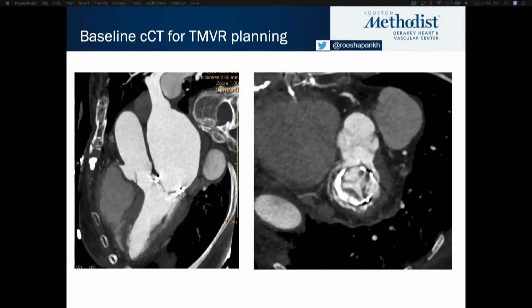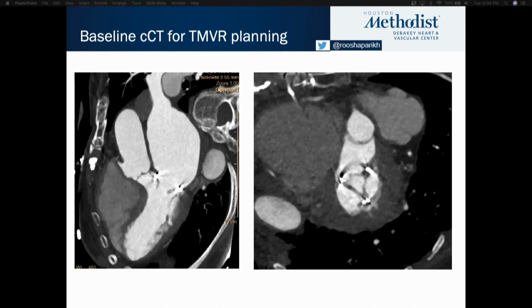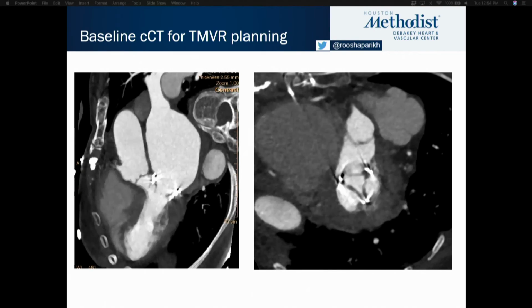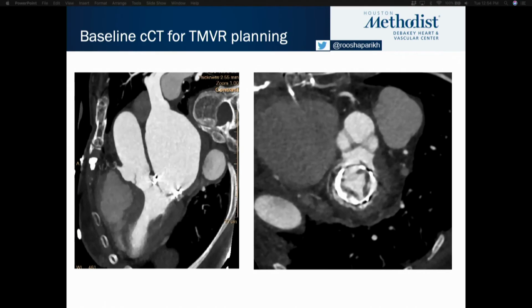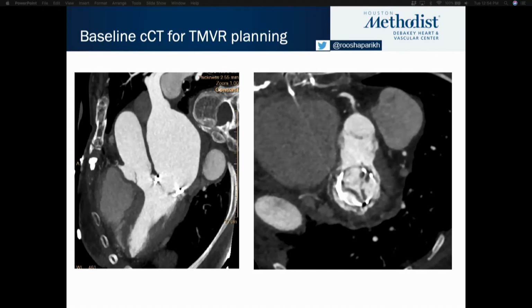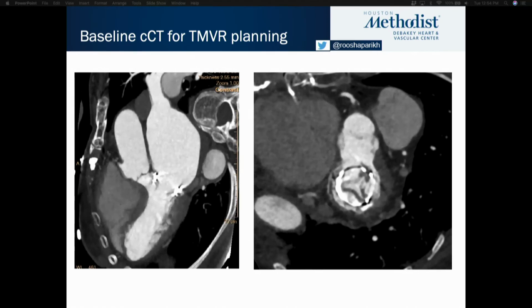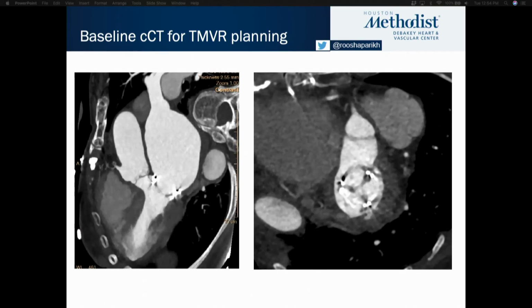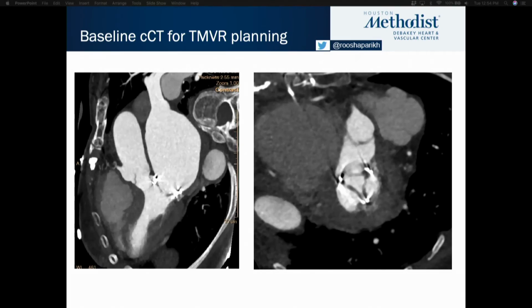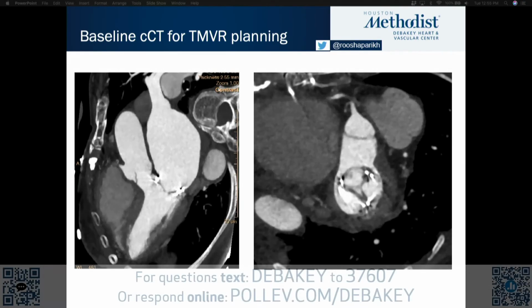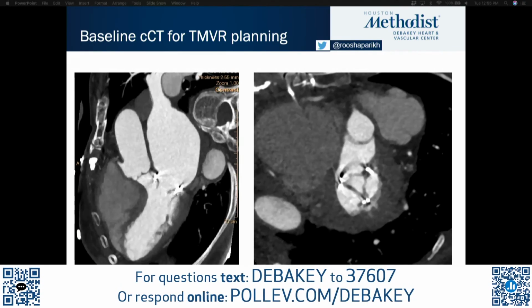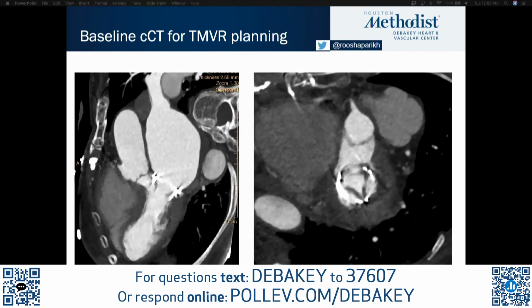So this first image is a baseline cardiac CT that was done for TMVR planning with the phases from 20 to 80%, and reconstructed a view similar to our typical echo 3 chamber. Here we can appreciate an enlarged left atrium, a bioprosthetic mitral valve with thickening, and restricted opening of the leaflets. We can also appreciate that the anterior leaflet of this mitral valve causes some obstruction along the LVOT in systole.